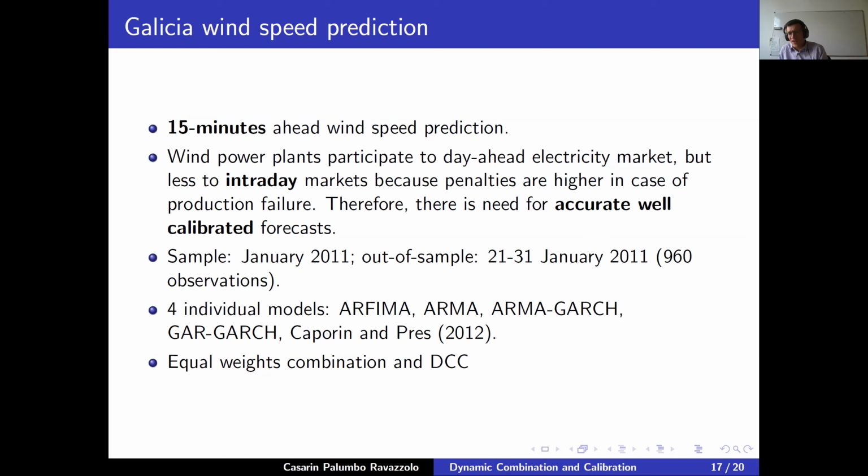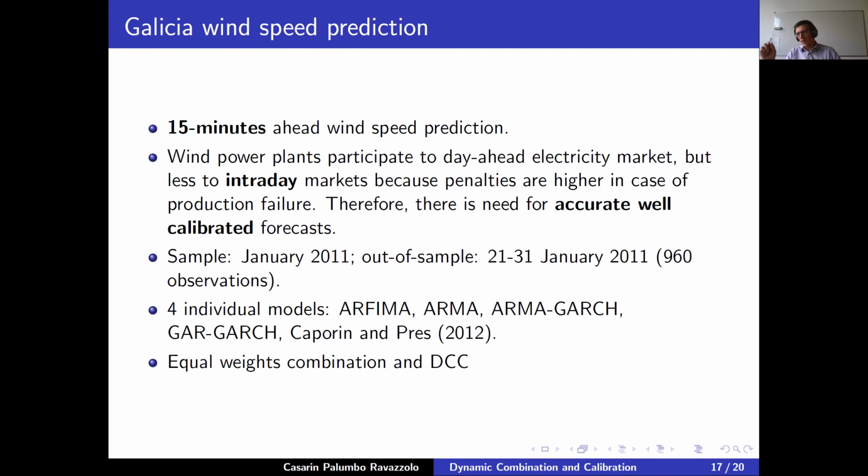We took 4 standard individual models. I think 3 of them are pretty easy to understand: the ARFIMA, the ARMA, and the ARMA-GARCH. So anyone of us has probably used a bit of this type of model. The GAR-GARCH is an extension of the AR-GARCH to fit really to wind, because the wind speed goes from 0 to infinity. So it's not a continuous variable.